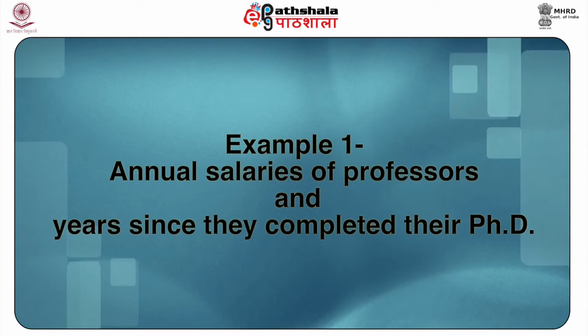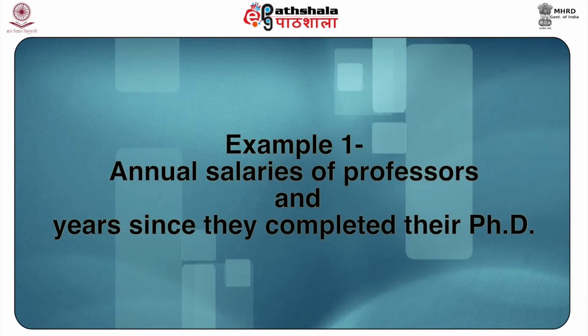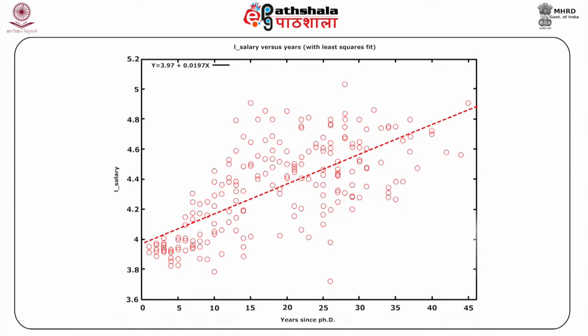Example number 1, which is on annual salaries of professors and years since they completed their PhD. Figure 1 shows the scatter plot of annual salaries against years since PhD of 222 professors from 7 US universities, which are US Berkeley, UCLA, UC San Diego, Illinois, Michigan, Stanford, and Virginia for the year 1995. The source of the data is Ramu Ramanathan 2002.